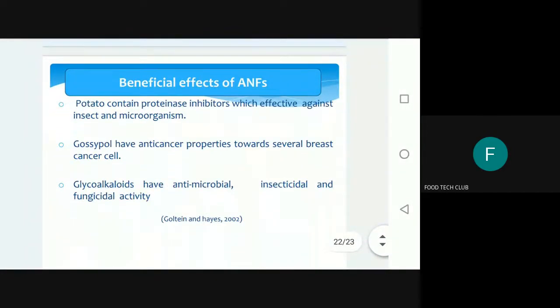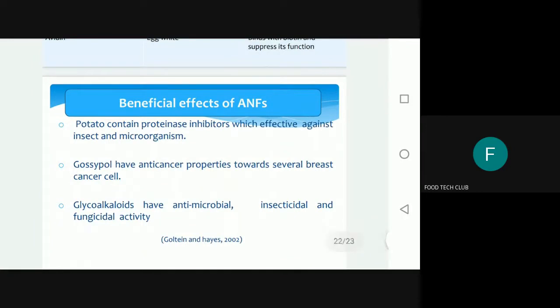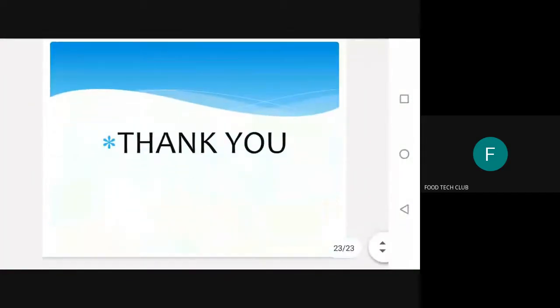And these are some of the beneficial aspects of anti-nutritional factors. Due to the presence of these anti-nutritional factors, the different microorganisms and insects won't infest the food products. And gossypol, although there are different physiological disadvantages of consuming gossypols, studies have indicated that it has anti-cancer properties. And glycolides also have antimicrobial properties. So this is all for today.